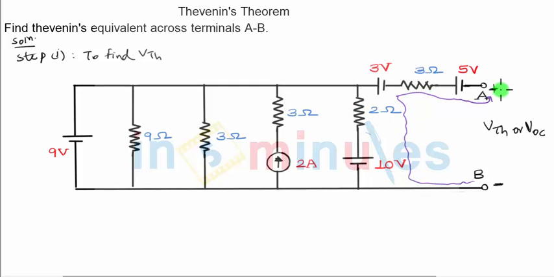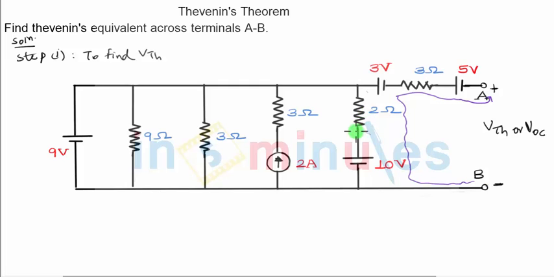But if you observe carefully, because these two terminals are open circuited, no current can flow through the 3 ohm resistance because there is no closed path available. So the drop across 3 ohm will be 0. And hence, after considering 3 volts, we will directly consider 5 volts and reach point A. So basically all I need is the current through the 2 ohm resistance. Once I get that, I can calculate VTh.